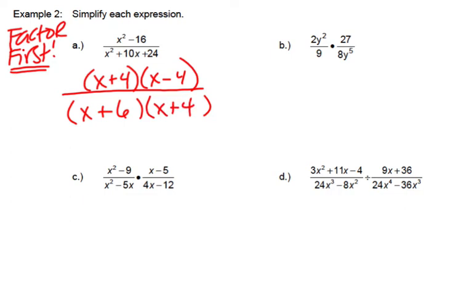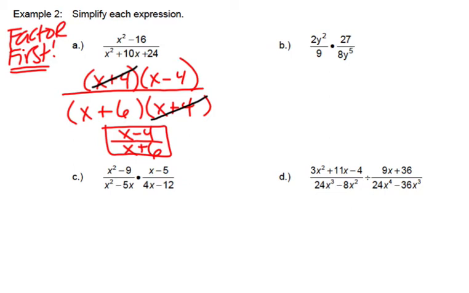Now look at what you have. You have an x plus 4 on the top, you have an x plus 4 on the bottom. Those cancel out. I'm just left with x minus 4 on the top and an x plus 6 in the bottom. And that is as far as we can go. I can't cross those x's out. They're being added or subtracted with another term, so we're done.